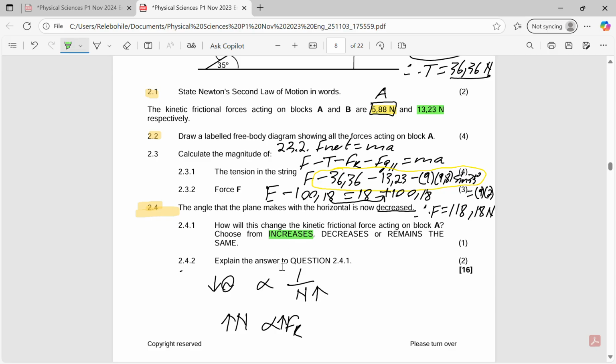And why does it increase? It's because of this reason that I've given here, guys. Because we are decreasing the angle, our normal force will increase, and since the normal force is directly proportional to the kinetic friction, it means our kinetic friction will increase. You will put it in words, guys.